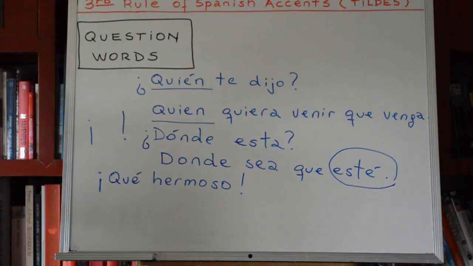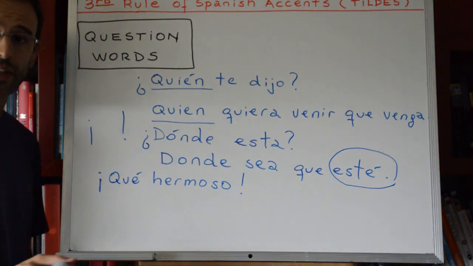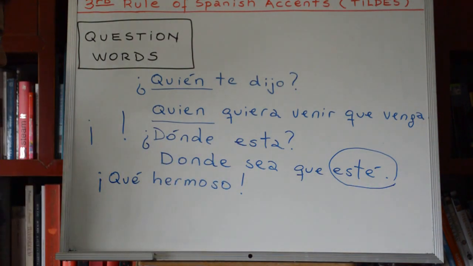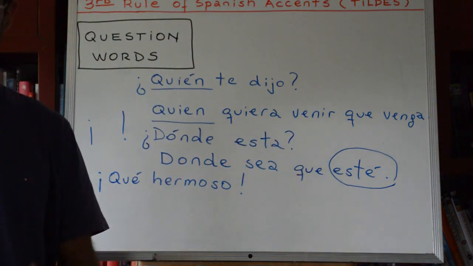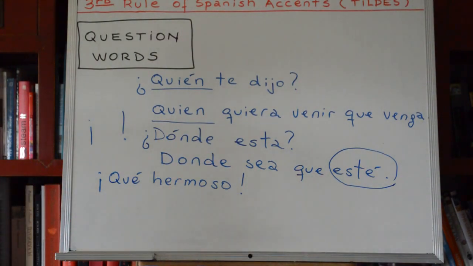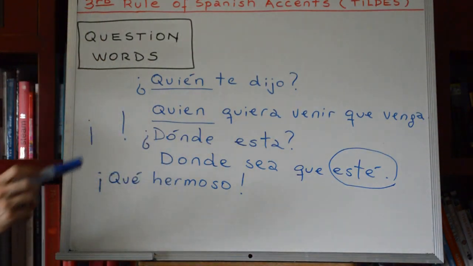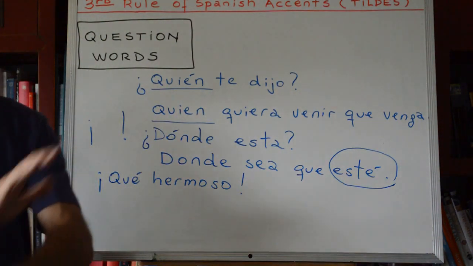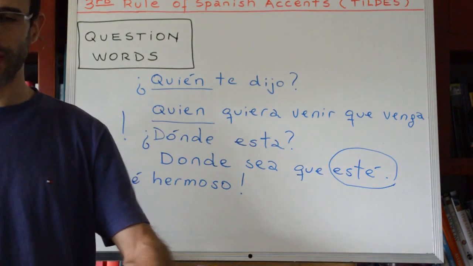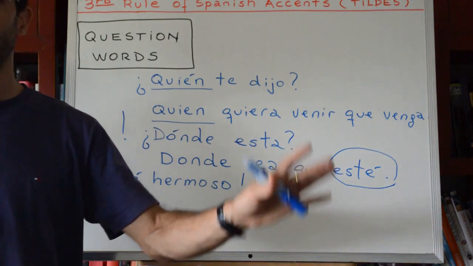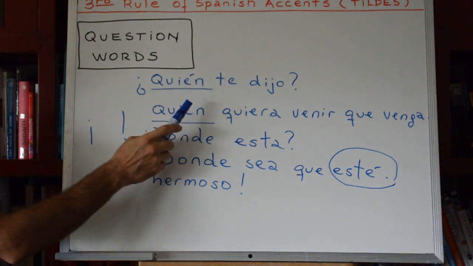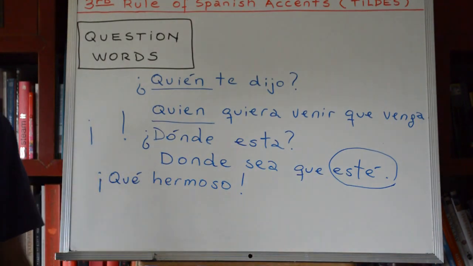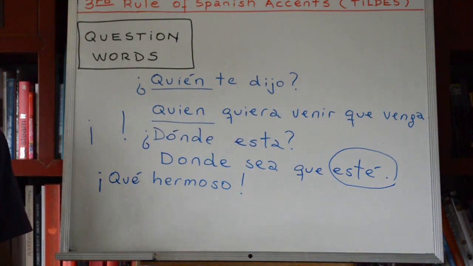Qué hermoso. Okay? The Spanish question word qué, when it is a question word or an exclamation word, it means what or how, right? Here, the word que, without the tilde, means more like the meaning of the word that in English. Okay, so remember, this is the third rule of the Spanish accents or tildes. Whenever we have any question word from Spanish, if that question word is involved in a question or an exclamation, it carries a tilde, okay? And that's the application of the third rule of the Spanish accents.